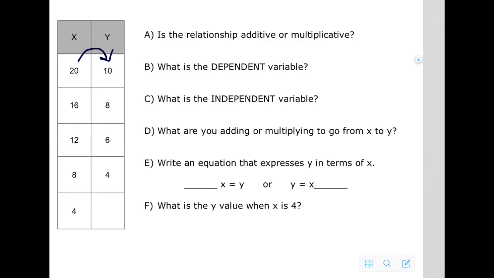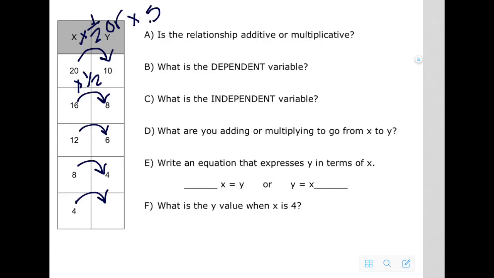If I multiply 20 times 1/2 or 5/10, I get 10. If I multiply 16 by 1/2, I get 8. And if I keep multiplying all these by 1/2, I get the number next to it.